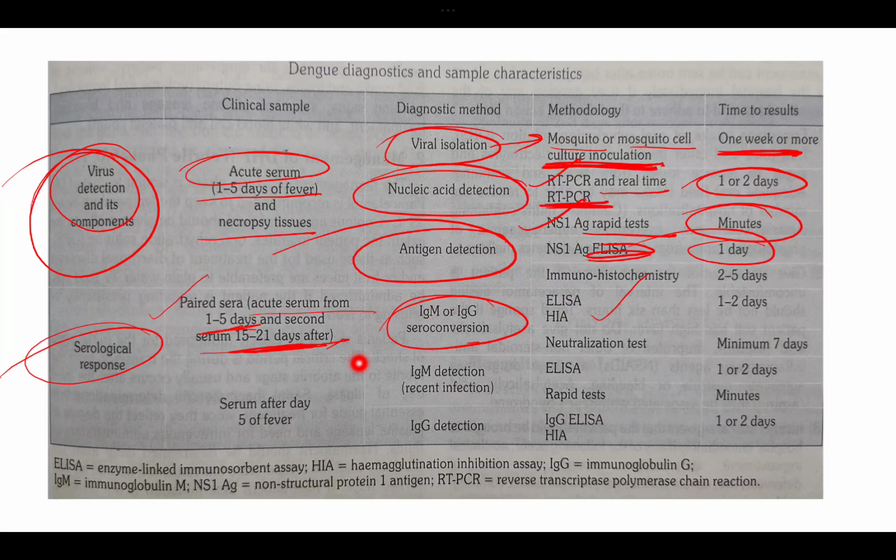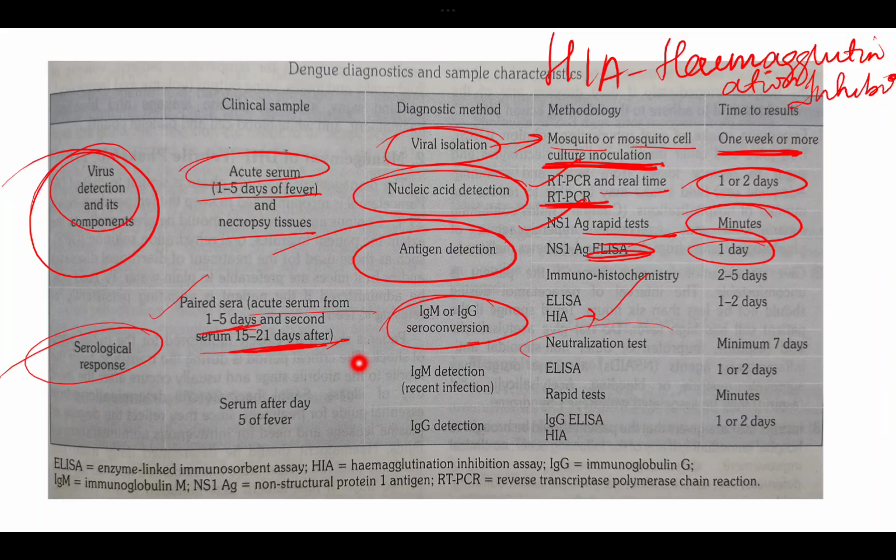HIA stands for hemagglutination inhibition assay, and we have the neutralization test, which will take a minimum of 7 days, and the ELISA and hemagglutination inhibition assay show results in 1 to 2 days.